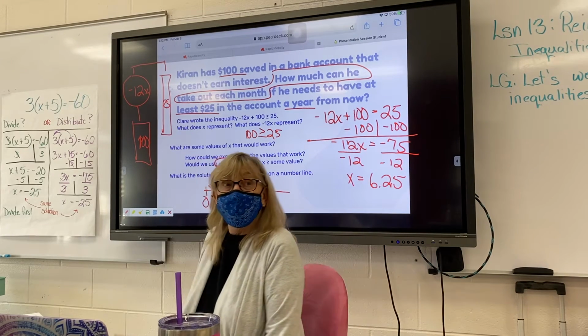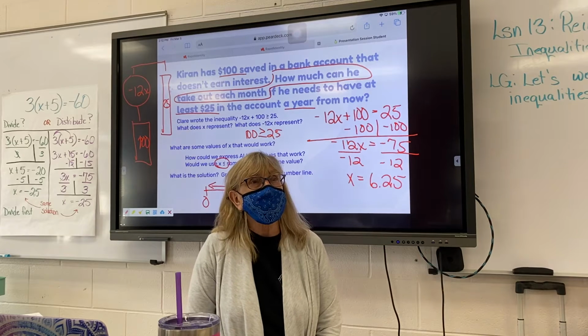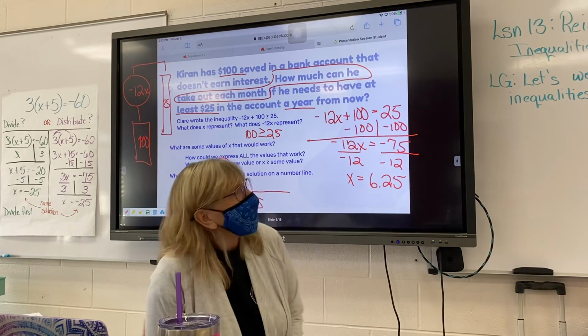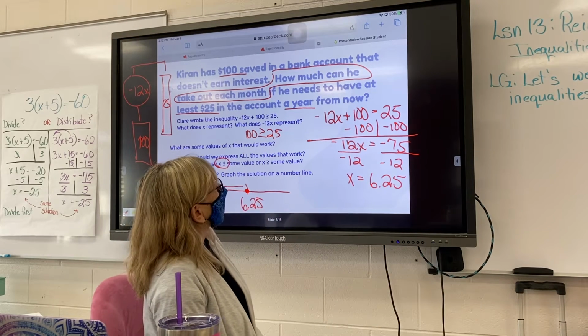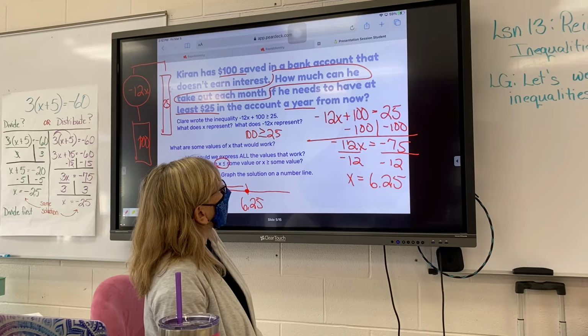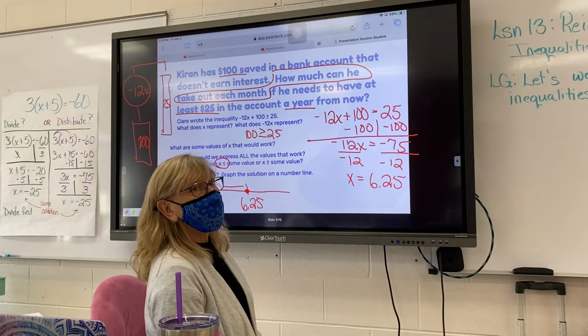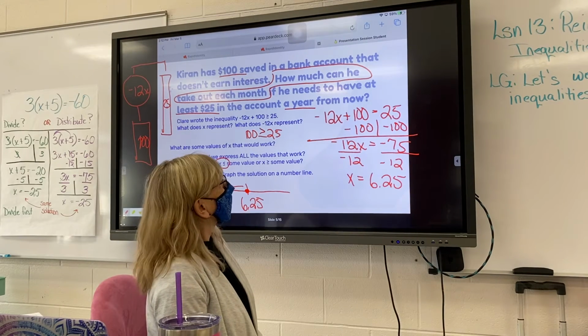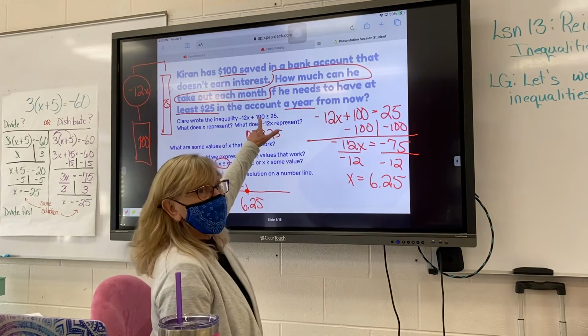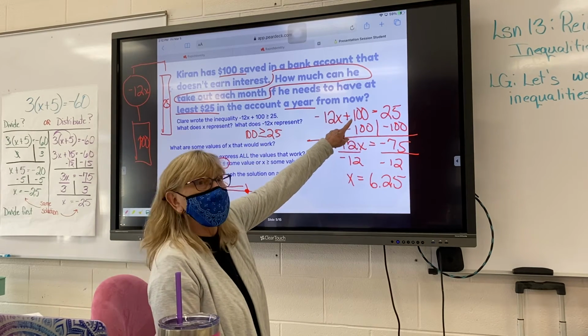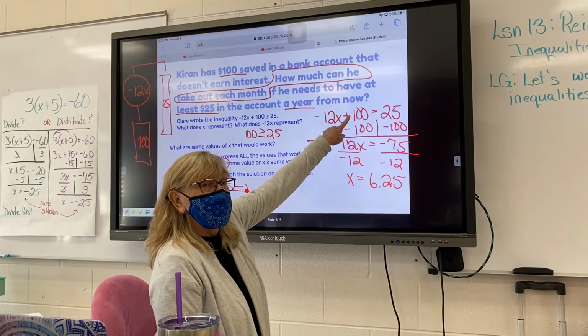I just have a question. So I was a little bit confused on the part where you did x plus 100 equals 25. What happens if it wasn't at least 25 and it was just greater than? Would you still put equal?